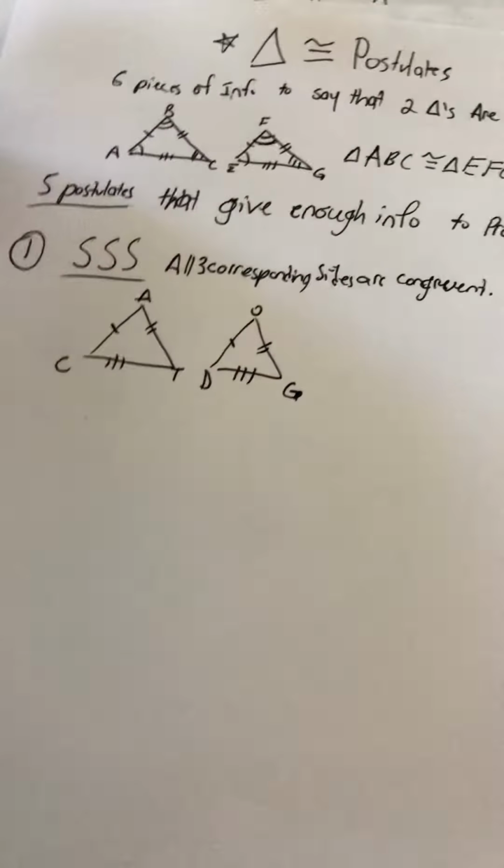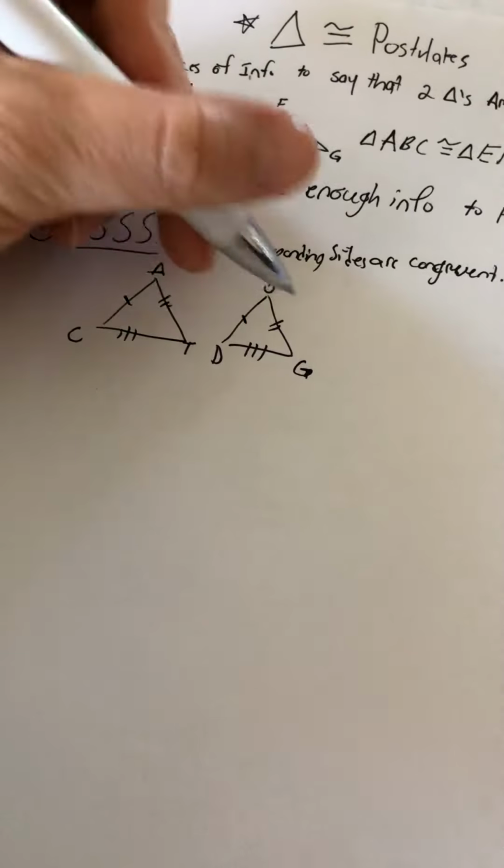Okay, if we know that all three corresponding sides are congruent, that is enough information to say our triangles are congruent. So if I draw two triangles, and let's call this one CAT and DOG. If we know we have corresponding sides that are all matching up, so this is same length, that's same length, and that's same length, then we can say they're congruent by side, side, side. Okay, but we'd have to know all three pairs of sides.